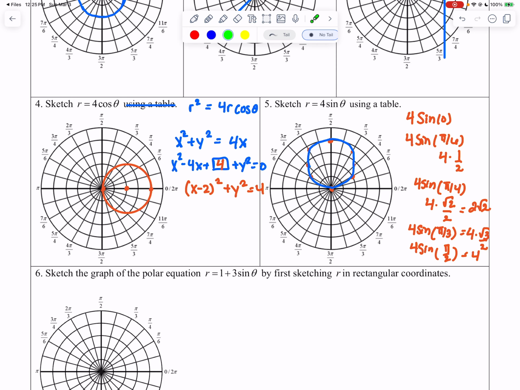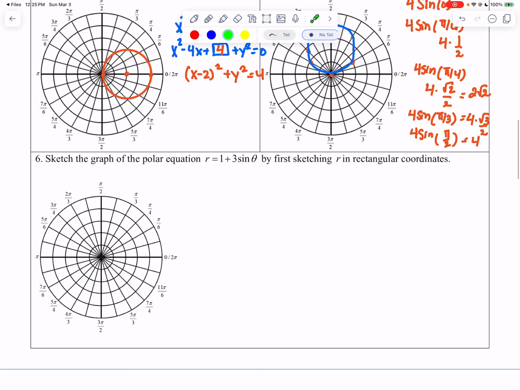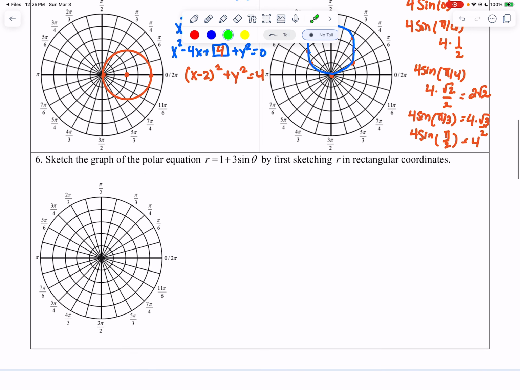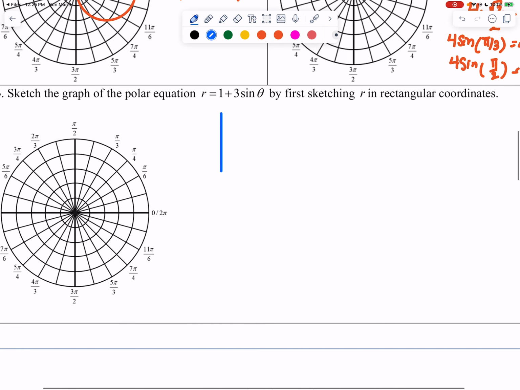All right. Number 6 here says, sketch the graph of the polar equation r is equal to 1 plus 3 sine of theta by sketching r in rectangular coordinates. So here, this is going to be another representation where we're not going to be using rectangular coordinates and converting this or making a table. Here, number 6, I'm going to sketch r.